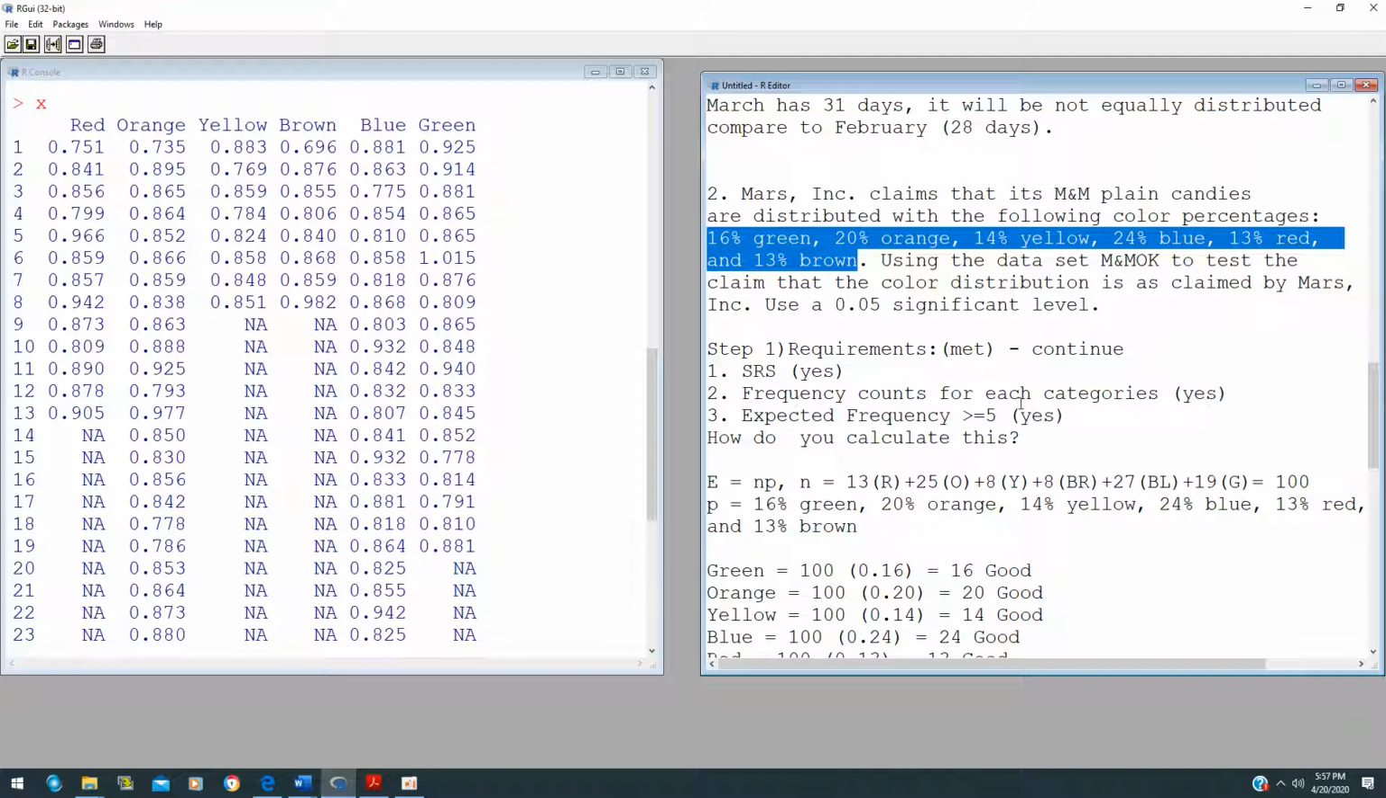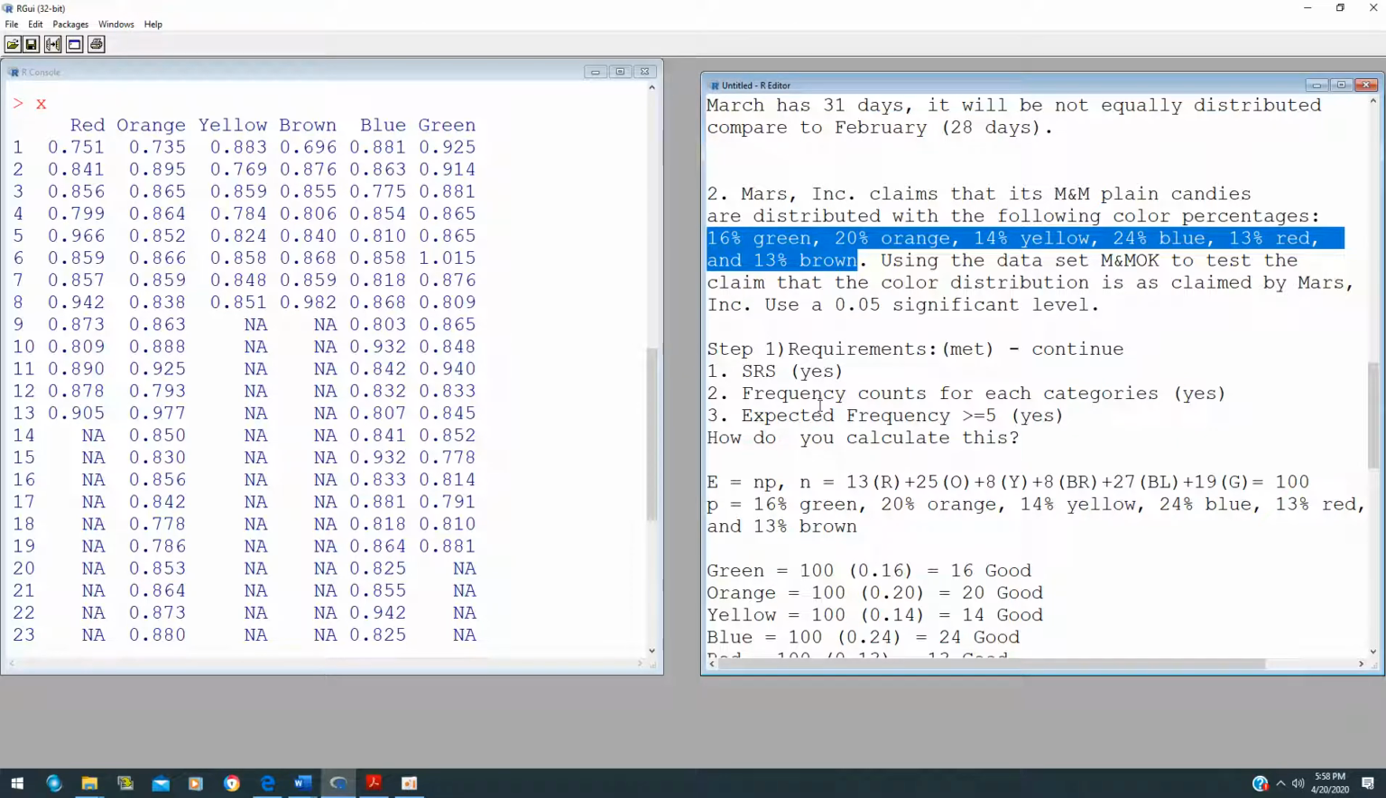Second, the frequency count for each category. This is also yes, because every single color, we have 6 different colors here, they all have a count. Again, the numbers that you see in this M&M OK are not the count, they just represent the weight of the candy. So this is redundant. What we're talking about is how many red, orange, yellow, brown, blue, and green candies we have in this bag. So we do meet the second requirement.